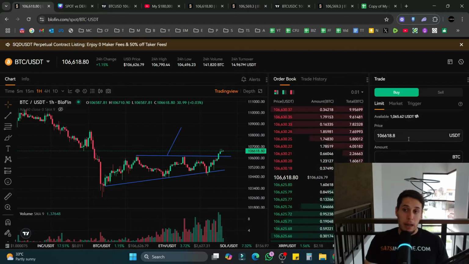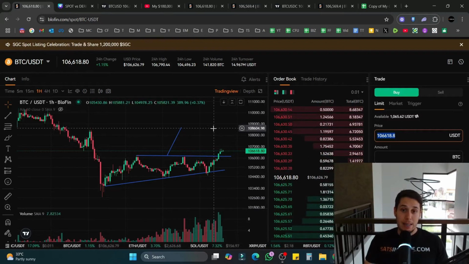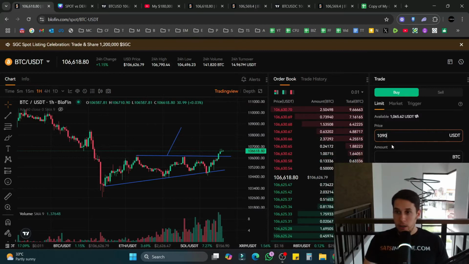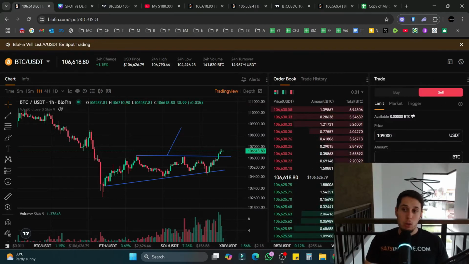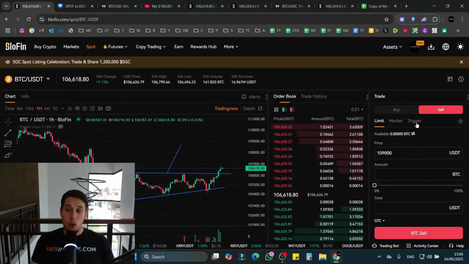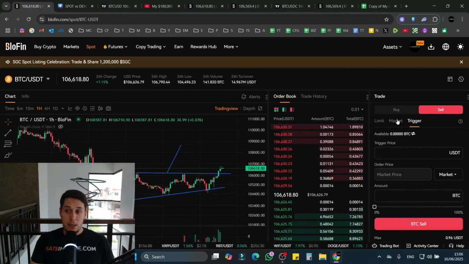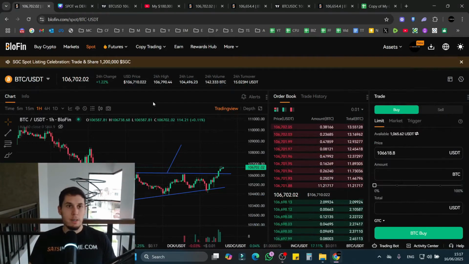You're just gonna enter here the amount and the price at which you want to exit, which is going to be higher. So let's say that you want to exit at 109,000. You place it, you type the amount of BTC, it should be a sell order, and you click on BTC sell. So I showed you how to close trades, and also how to place stop losses with trigger orders. Alright, now let's switch to futures, and I'm gonna show you how to do all of this trading futures.